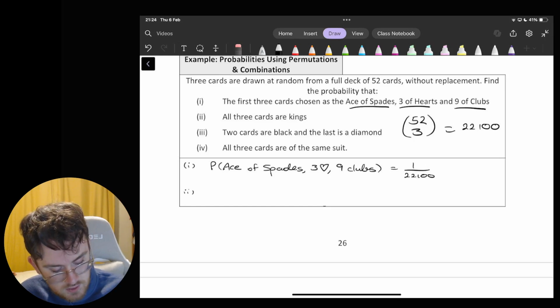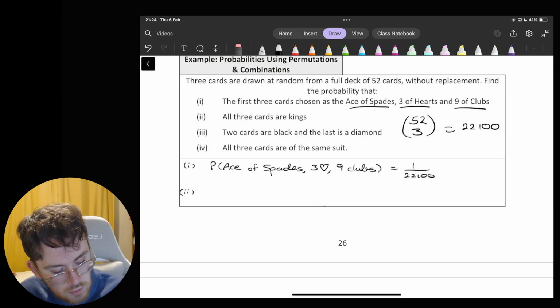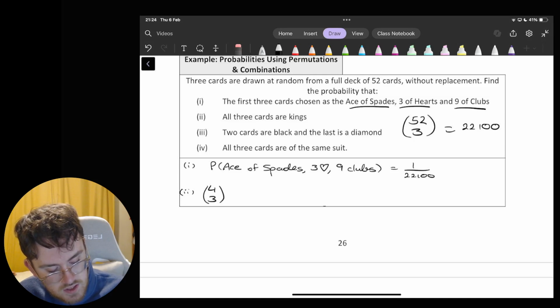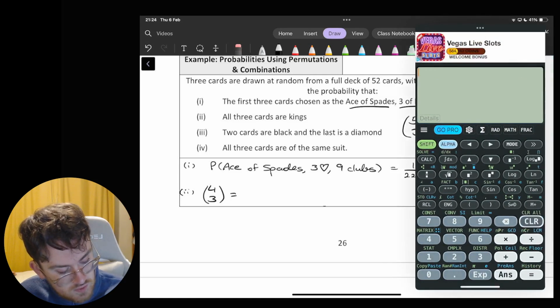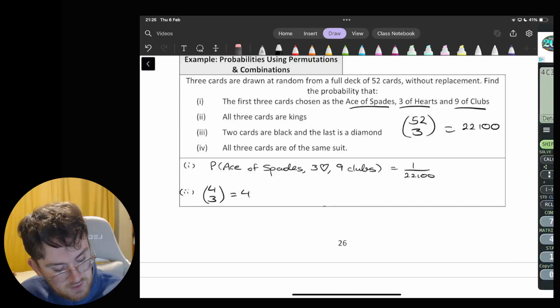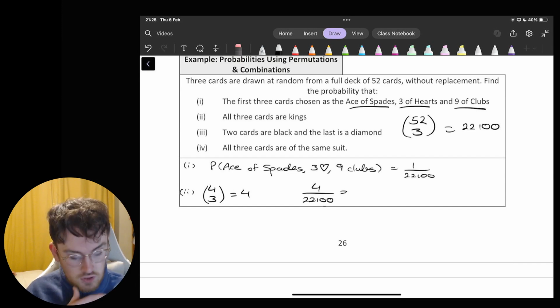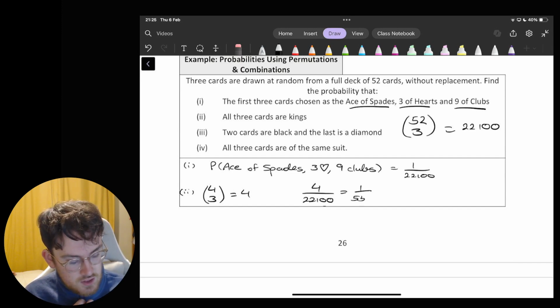All 3 cards being kings. Well, we need to know out of the kings, there's 4 kings, what's the number of ways I could choose 3 kings out of those 4 kings? There's 4 different ways that could happen, so there are 4 out of 22,100 different outcomes where I could choose all kings, which is 1 over 5525.